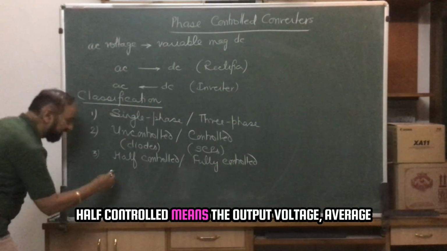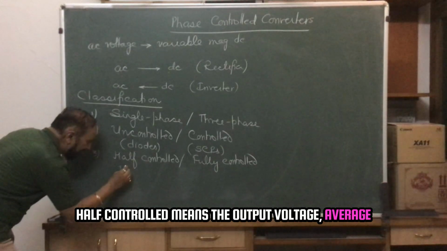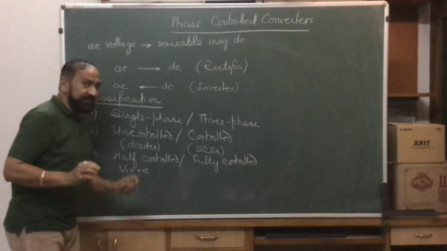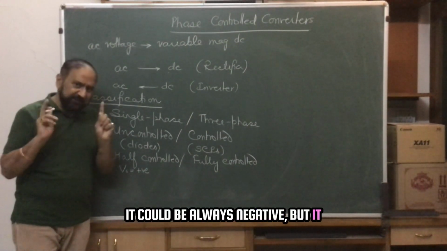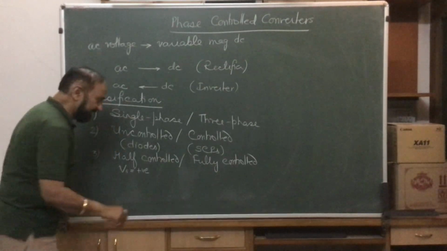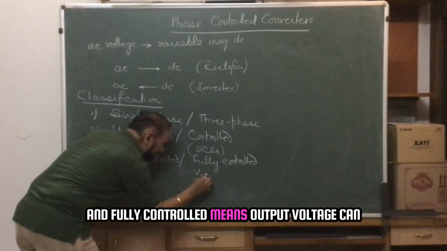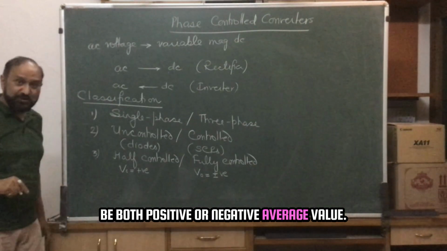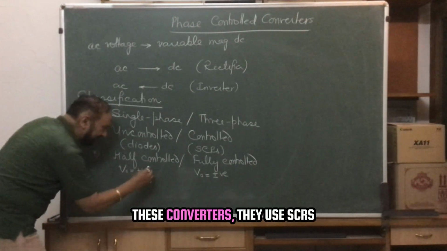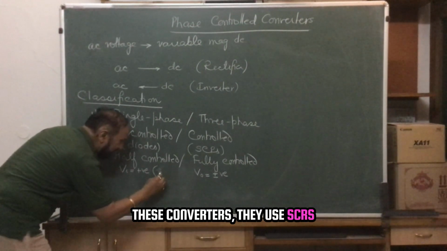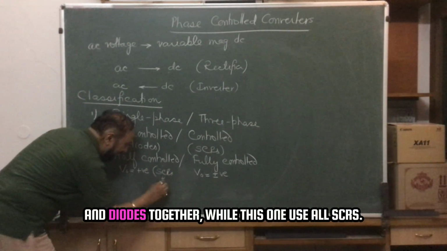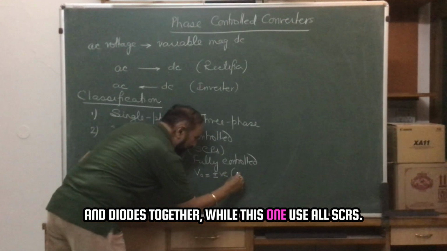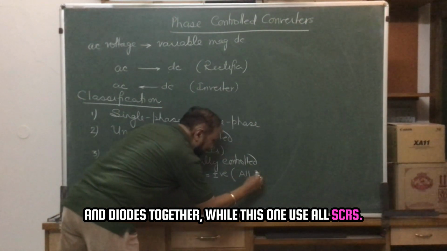Half controlled means the average output voltage polarity is always positive. It could be always negative, but it will be only of one polarity. And fully controlled means output voltage can be both positive or negative average value. These converters use SCRs and diodes together, while this one uses all SCRs.